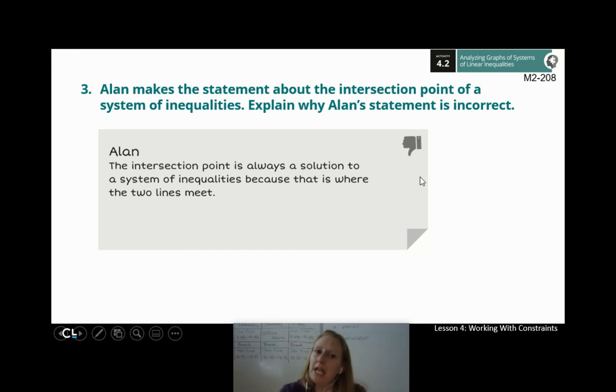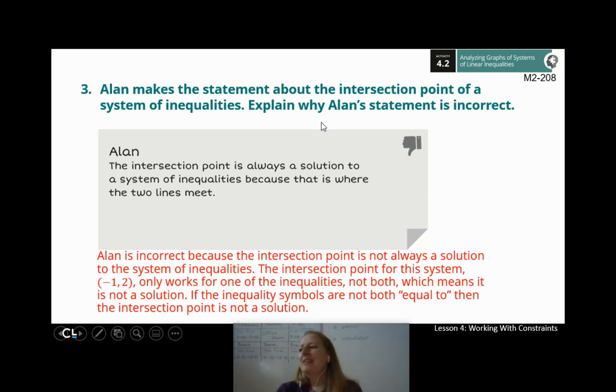So Alan says the intersection point is always a solution to a system of inequalities because that is where the two lines meet. Well, that's great if both lines are solid. But what if one of the lines is dashed? We know it's not a solution, right? It's not equal to. So that's why Alan is wrong. Alan is incorrect because the intersection point is not always a solution to the system of inequalities.